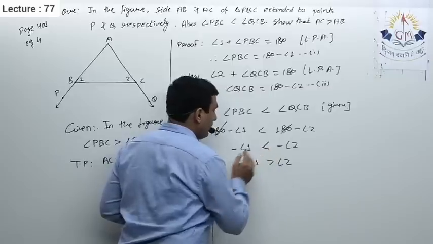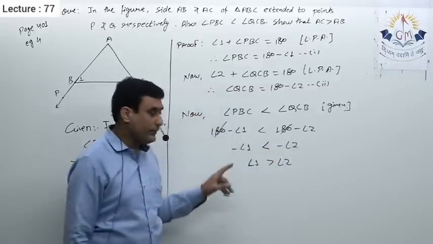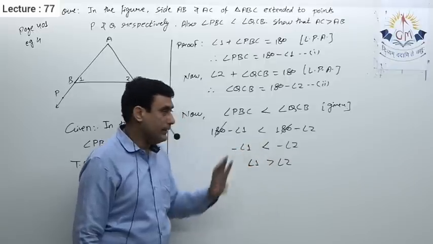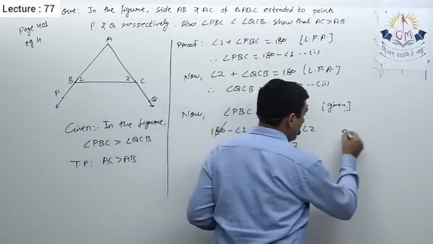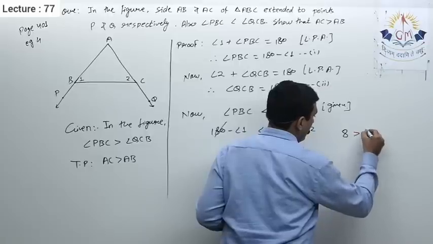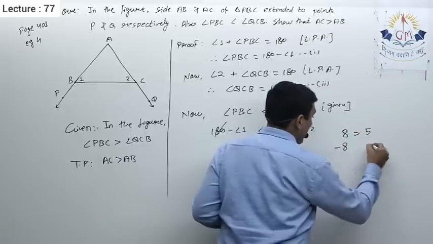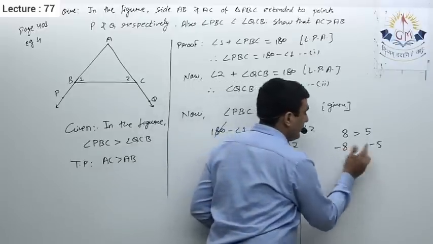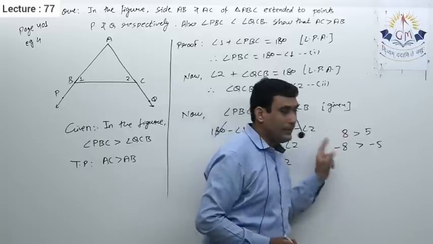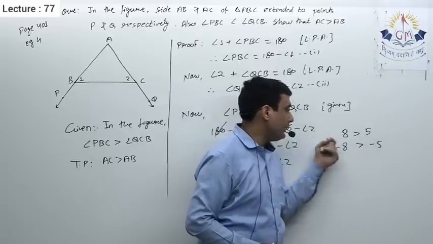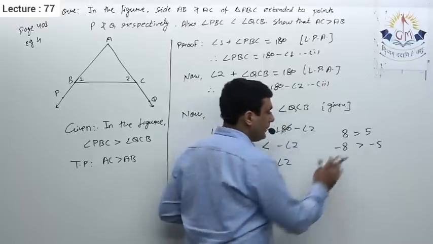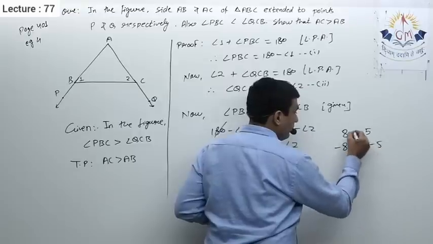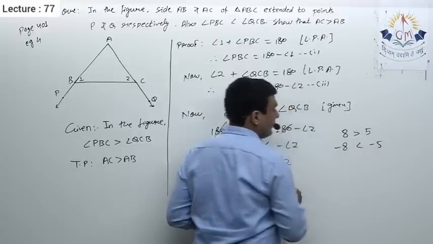Simply you have to remember one thing: whenever you multiply both sides by a negative sign, you have to interchange the inequality sign. Here it was less than, so we'll make it greater than. You can understand this by a very small example. If I say 8 is greater than 5, then for minus 8 and minus 5, the relation will be this. I can't take the same sign, because here I can say multiplied by minus sign. Here it is 8 is greater than 5. If I multiply both sides with a minus sign, or with minus 1, it is the same thing. So then this greater than sign will become a less than sign.